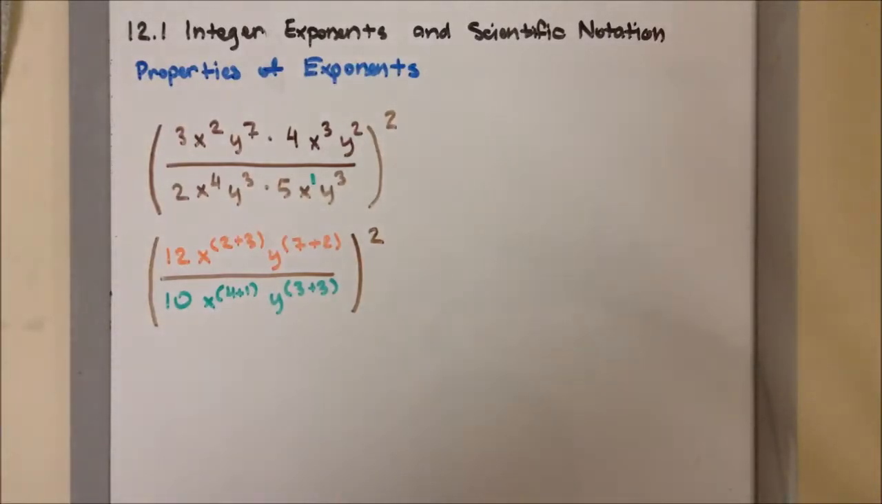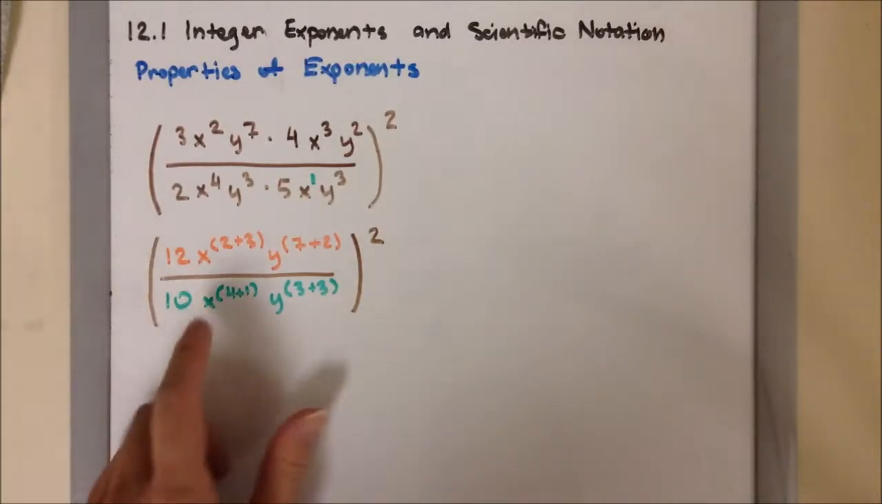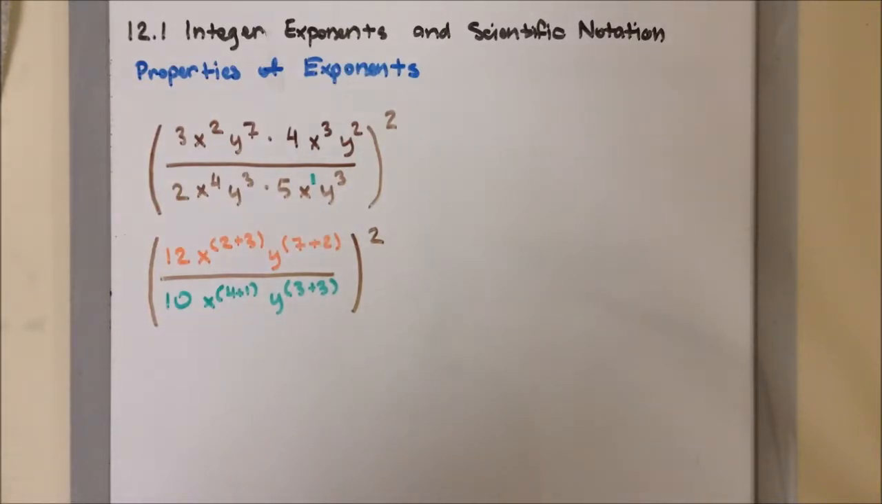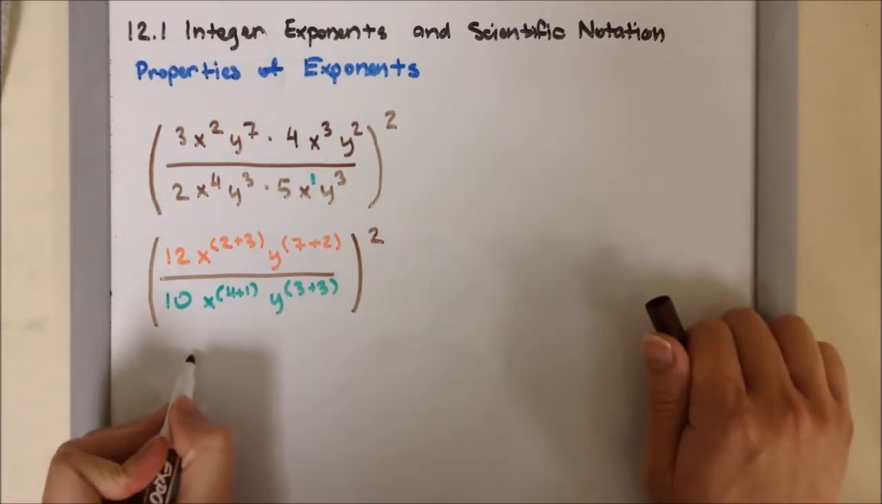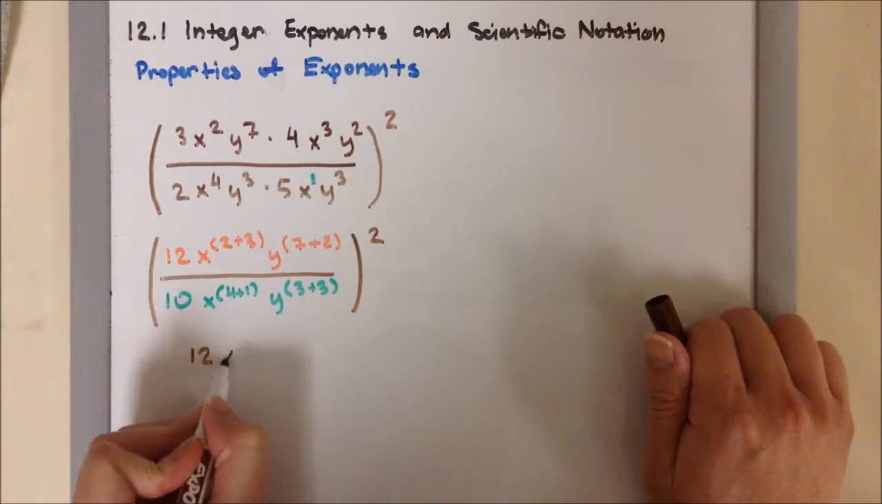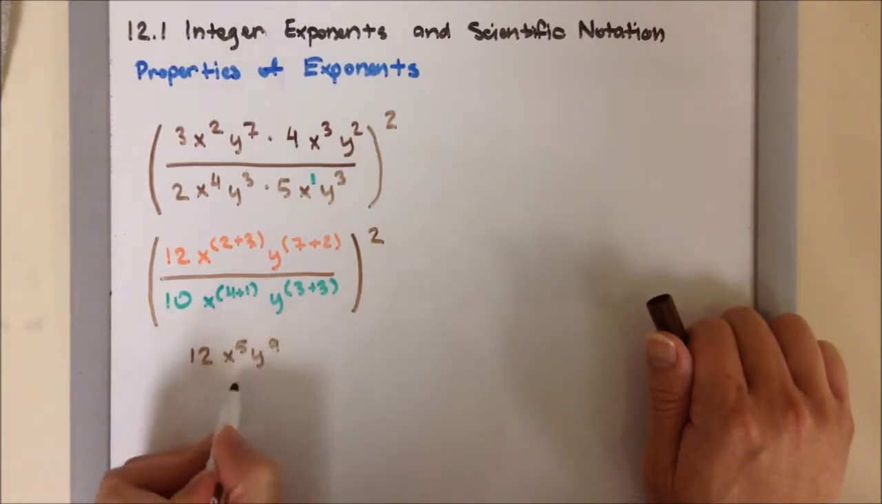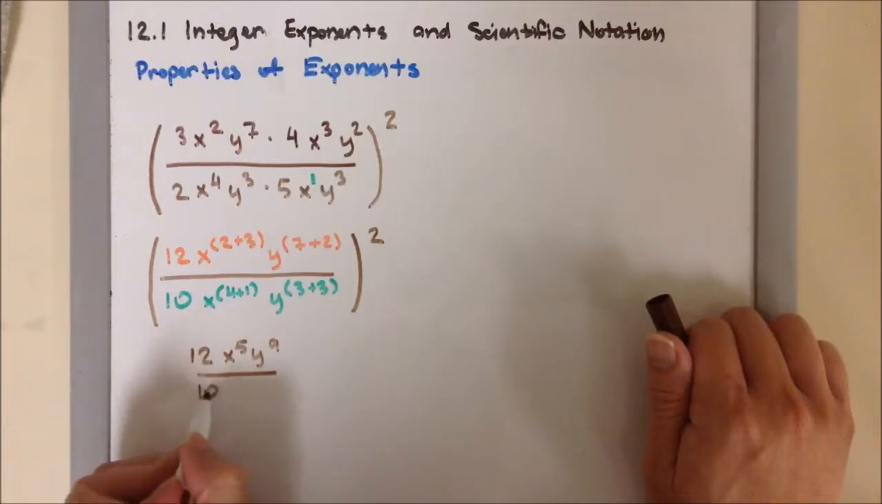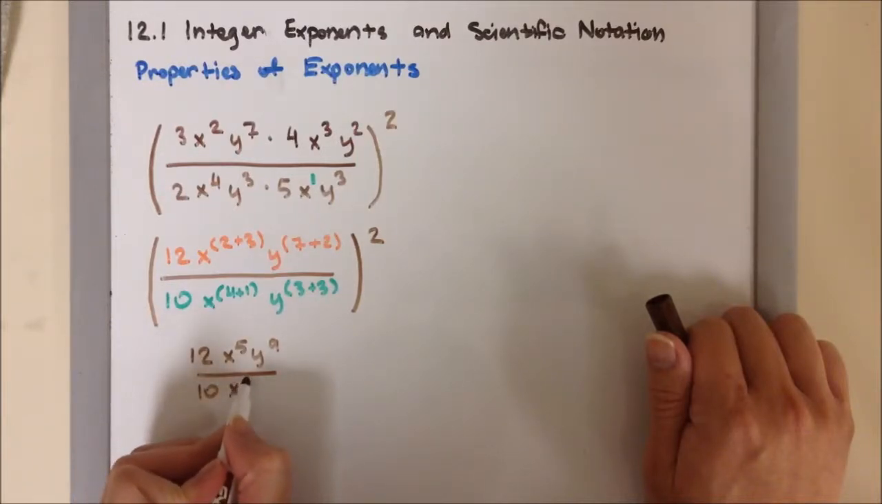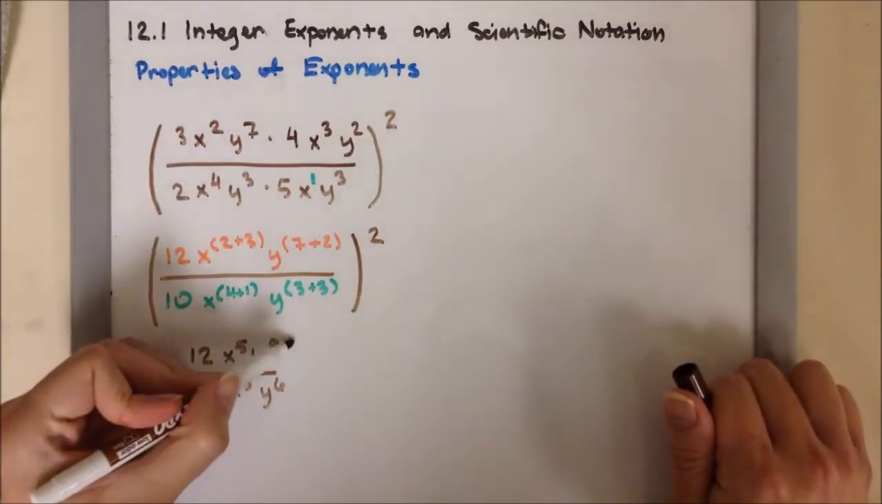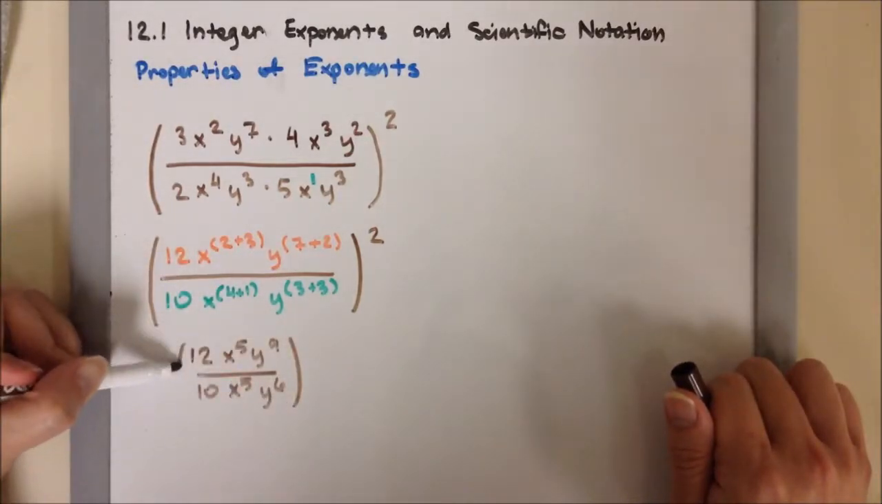Alright, so when I'm combining my exponents for the x and y together, top and bottom, we're simply going to add them. So what we're going to have is 12 x to the 5th power y to the 9th power over 10 x to the 5th power and then y to the 6th power. And I still have the parenthesis with the 2 outside.